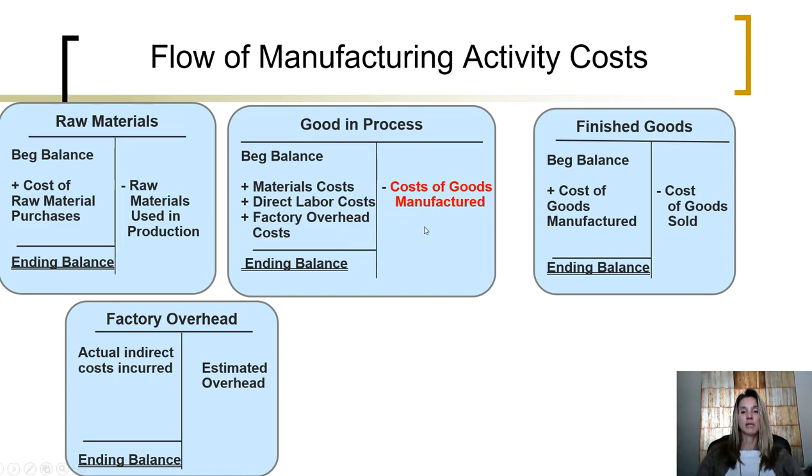When units are completed and ready for sale, the total cost is credited out of goods in process and debited into finished goods. Those costs remain in finished goods until the inventory is sold, and only at that time are those costs recorded as cost of goods sold. We can see down here the factory overhead account. This account is being debited for actual indirect factory overhead costs, and it is being credited for an estimate of the indirect overhead costs anticipated.